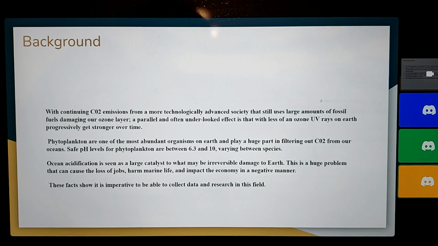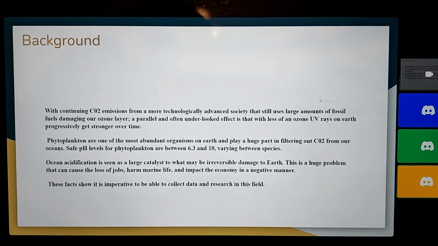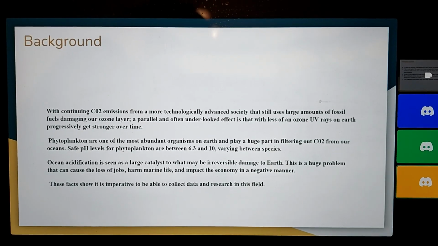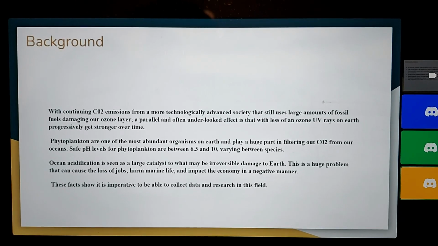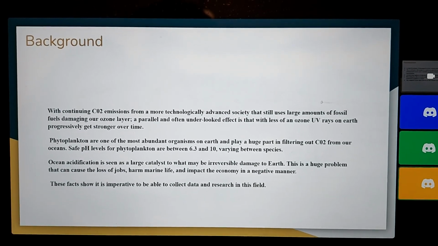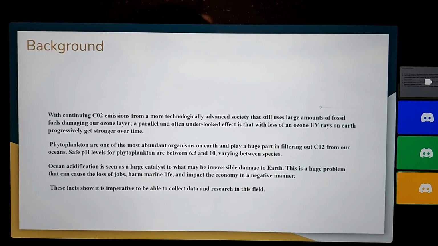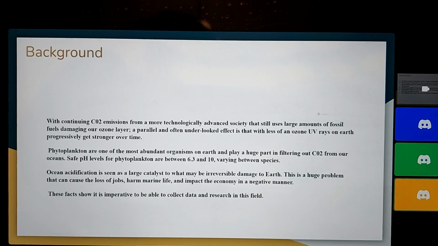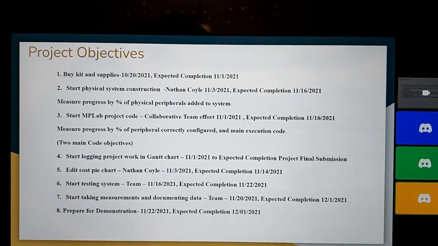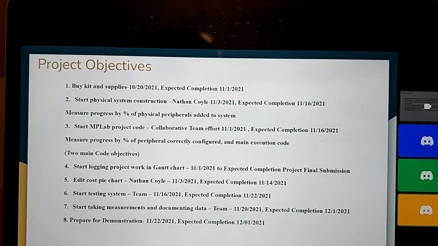With the continuing CO2 emissions from our technologically advanced society that uses large amounts of fossil fuels, damaging our ozone layer, that's why we are targeting to make an environment sensor. These facts show that it is imperative to be able to collect data and research in this field.